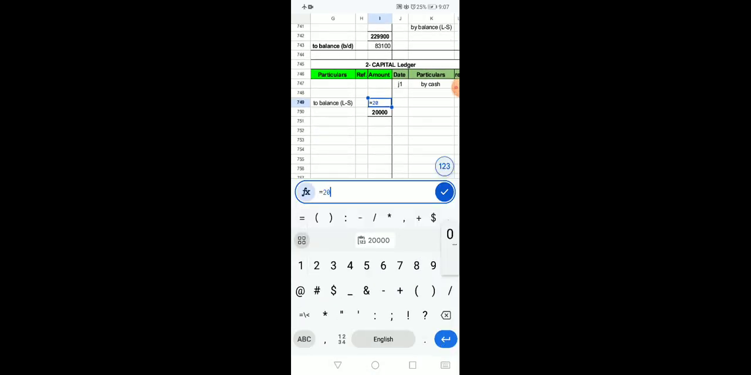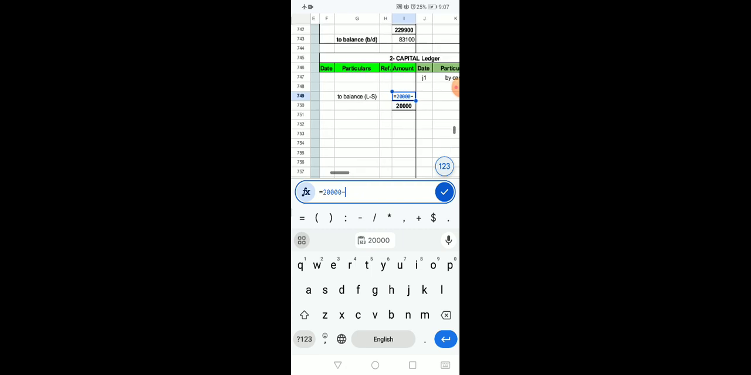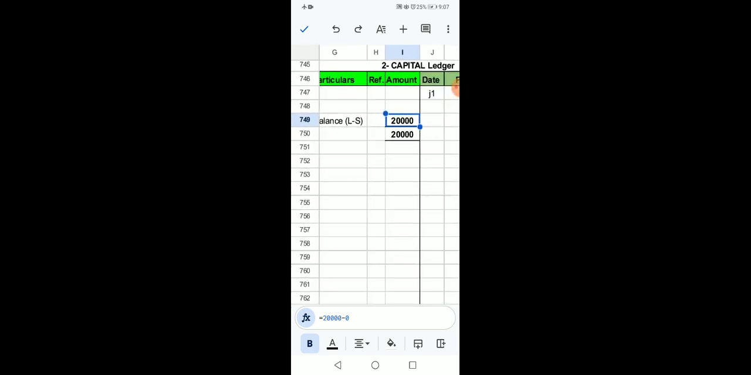Okay, what was the total of the credit side? It was 20,000, and it was the larger total, and you will subtract the smaller total. The smaller side was debit, and you can see there was nothing written on the debit side, so its total was 0. So the balance we have initially calculated is 20,000. The next step is to bring it down.